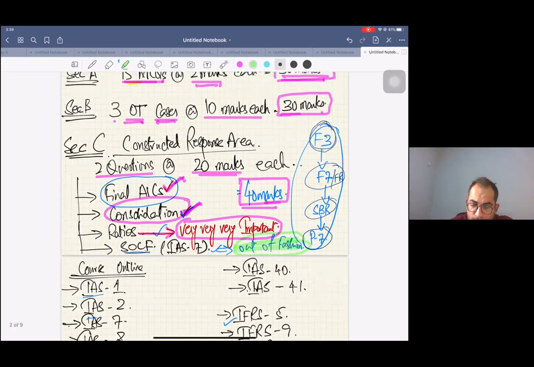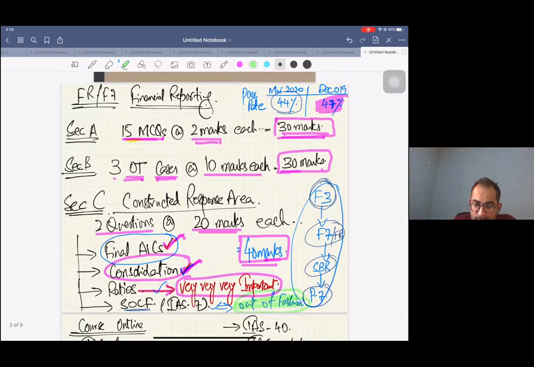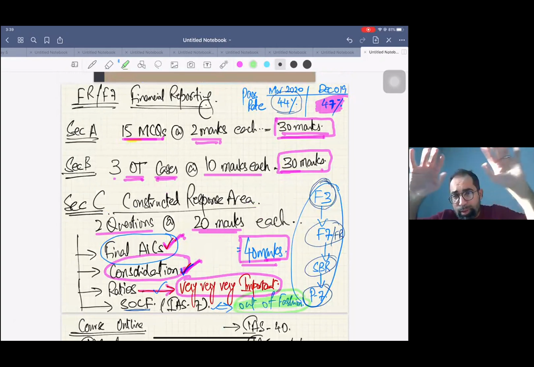Now, don't forget that in this 100 marks, for the first 60 marks there is no presentation, but for the last 40 marks, yes, you have to present. You have to present in a spreadsheet.